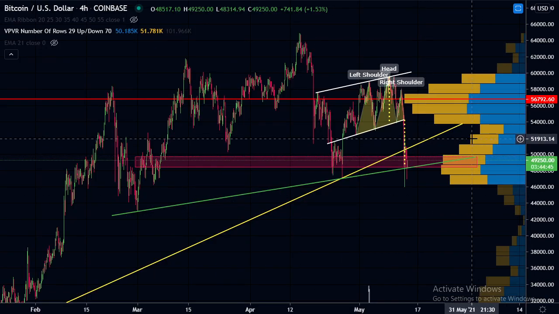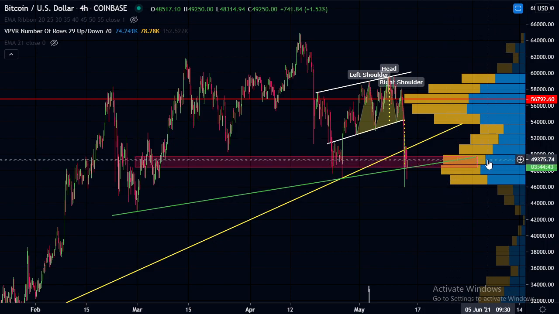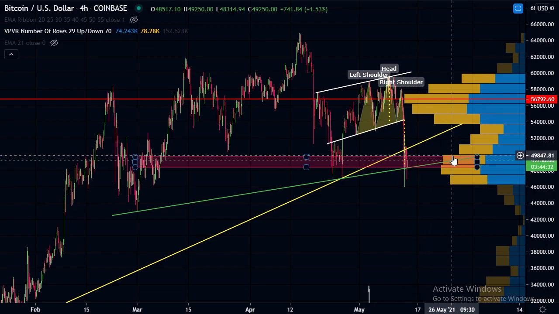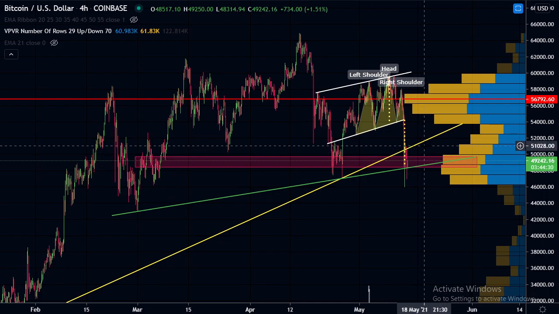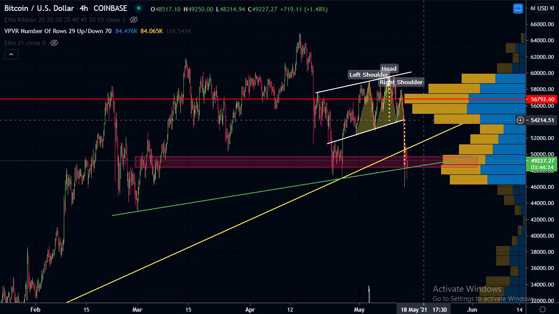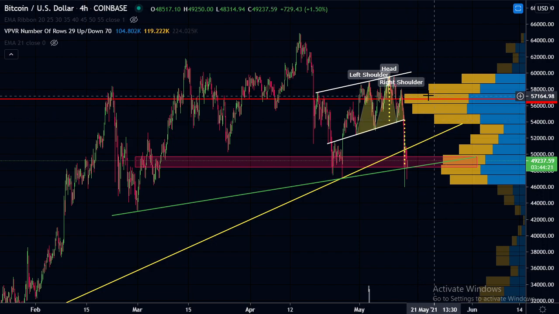Just looking at the volume profile here, we can see that we did have this support with volume traded at this price range, and this has acted as support so far. If we were to get above this, there isn't much resistance on the volume profile. We could shoot all the way back to 54,000 before coming into this resistance.